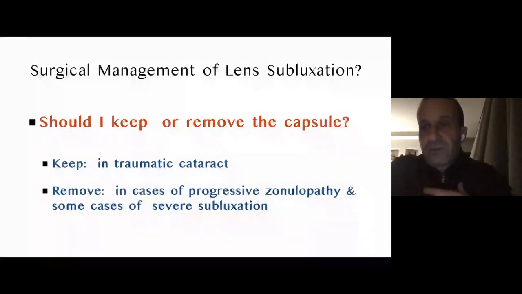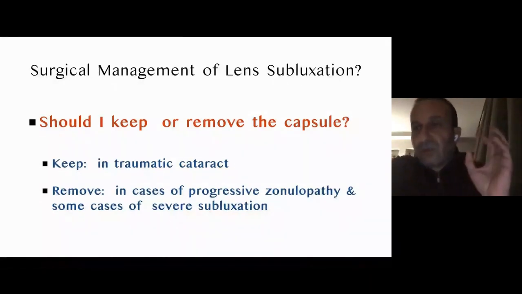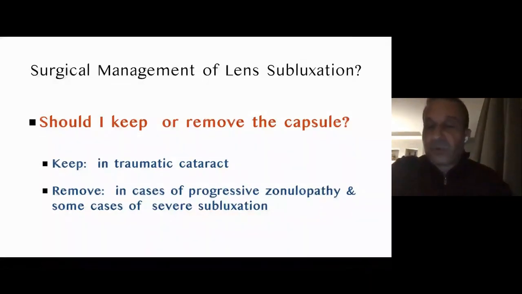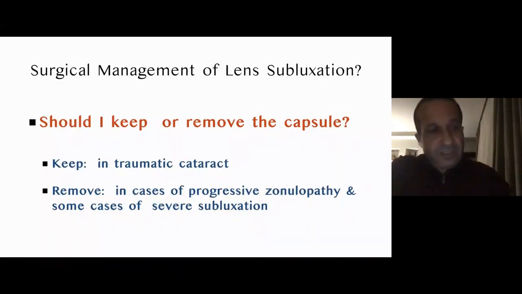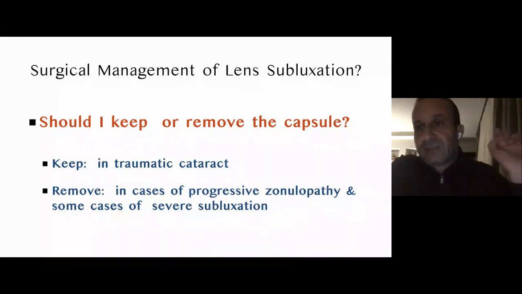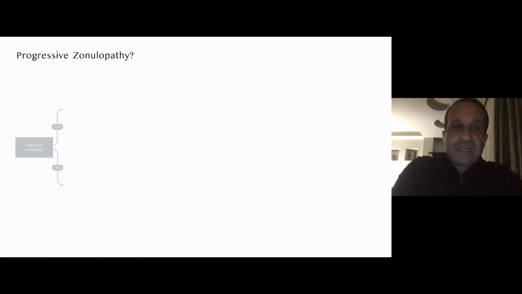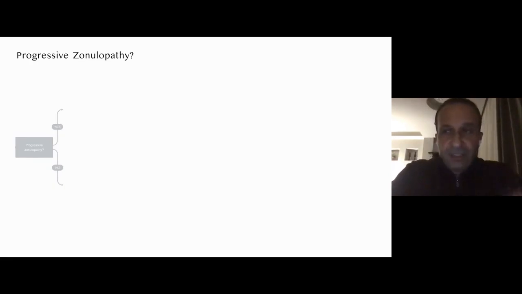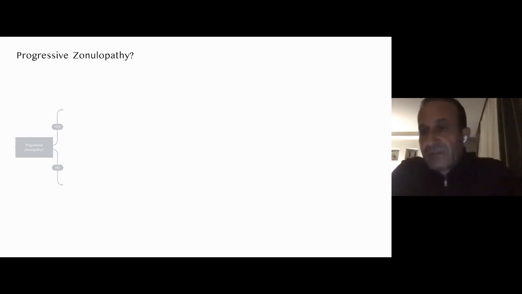So as a rule of thumb, this is my personal preference: remove the lens capsule in cases of progressive zonulopathies and try to implant the IOLs in other ways, like scleral fixation or suturing to the iris. And just keep the lens capsule if you have traumatic lens subluxation. So this is my personal decision tree. This is the last slide for this part of the presentation, and just pay attention here, because this is my personal decision tree for management of lens subluxation.